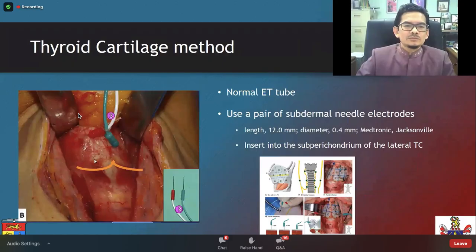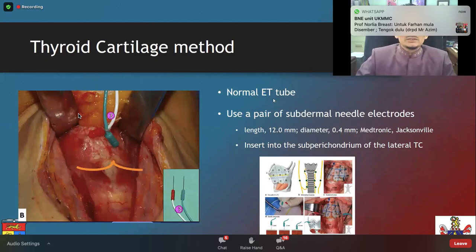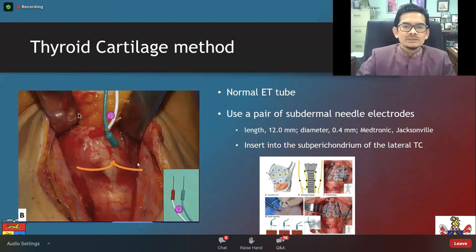So this is the thyroid cartilage method introduced by Professor Chang from Taiwan. So we use the normal EMG, but instead of using the surface electrode, we use the needle electrode. Okay? So the needle is inserted at the thyroid lamina on both sides. And the principle here is more of electrical conductivity rather than mechanical movement.